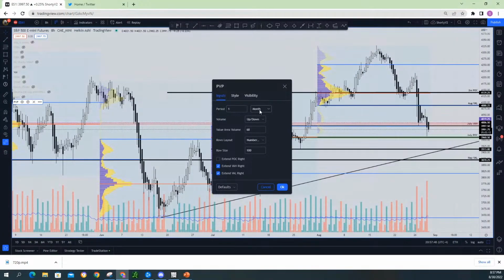A monthly scale, and just the value area 68, the row size 100. This is basically your value area. We're looking for 68% of the volume.